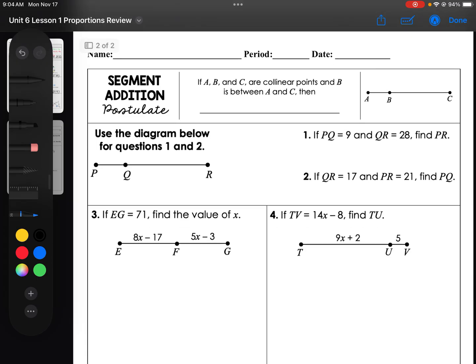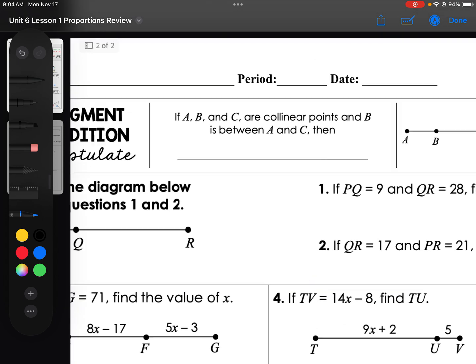On the back side here, I would like us to review the segment addition postulate. This is something that you should have already learned, but if not, we're going to try to catch you up to speed on this lesson. So let's fill in our notes here at the top.